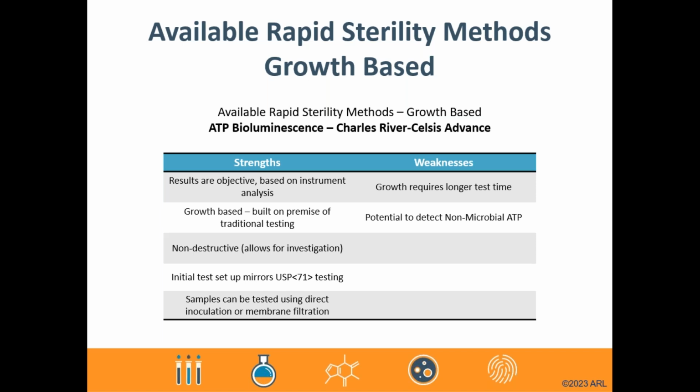Unlike methods which require a sample to be filterable, one notable strength associated with the Celsis Advanced system is that it allows for great flexibility in sample types. Suspensions, oils, and really any sample which can be tested using traditional methodologies can also be tested using the Celsis Advanced system. Importantly, adequate suitability testing must be performed to ensure that non-microbial ATP is absent from the sample, and that the sample properties themselves don't slow or inhibit the reaction that this technology uses.